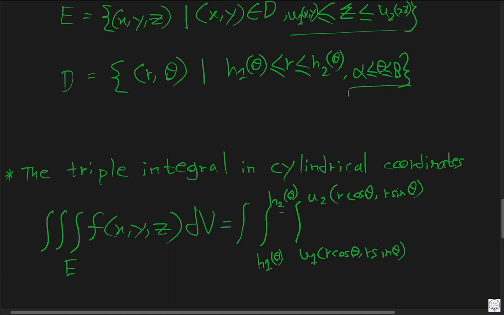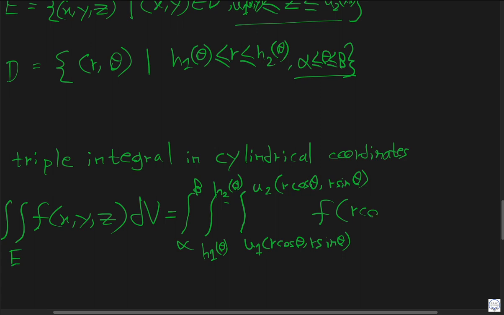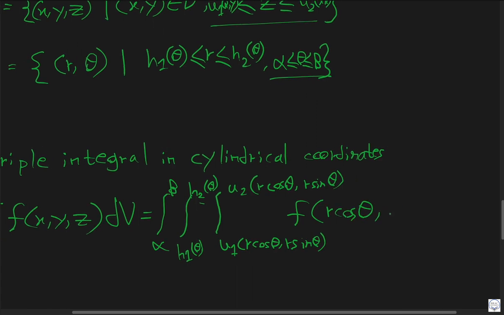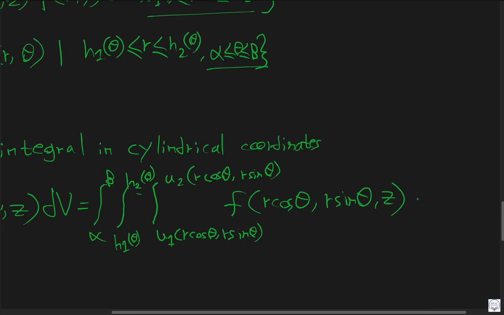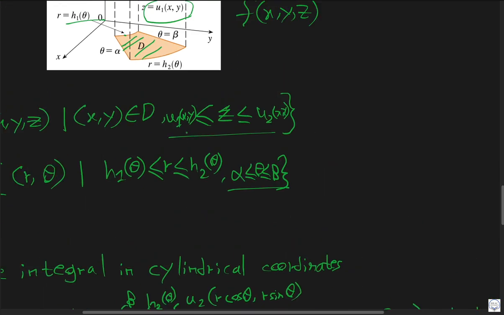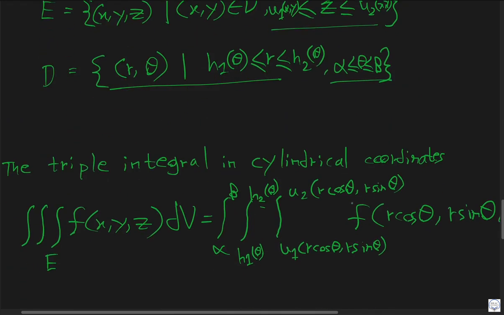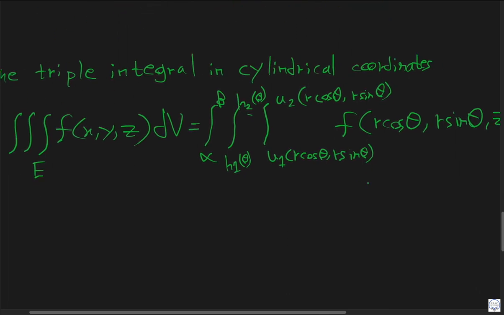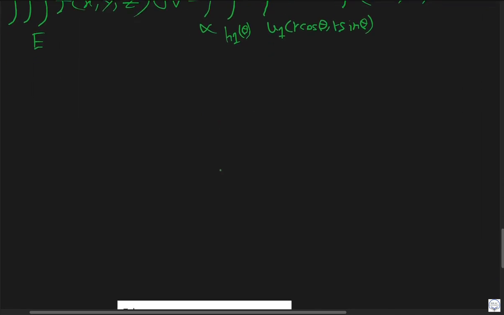Finally, we have our last limit, our theta, which will be the constants alpha and beta, and we now integrate the function f where x is r cos theta, y is r sin theta, and z is just z in the cylindrical system. So now we will have r dz dr d theta, because our volume element in the cylindrical coordinate system is r dz dr d theta. Now that's how we evaluate triple integrals in the cylindrical coordinate system. We'll see examples of how to do this as we move along.